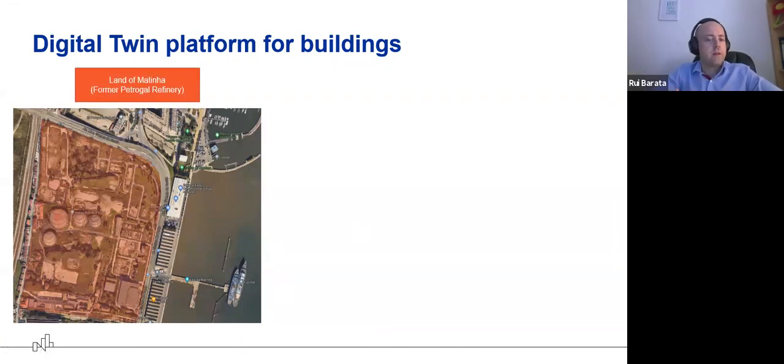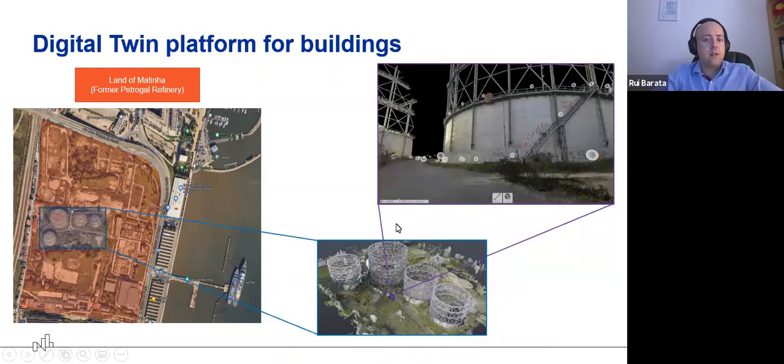There are various ways to create a digital twin. One of the best tools that help us to create a digital twin of an existing building is laser scanning. I will pass to my colleague Nelson Rodrigues, but firstly, I want to mention that one of our demonstration cases is related to Vic Properties. That is the land of Matinha, a former Petrogal refinery. So with the intention of creating a digital twin, we already did a survey with laser scanning technology of the existing structures of 4 mega gas tanks, and I think one of them will be used for a hotel. Am I right, Nelson?